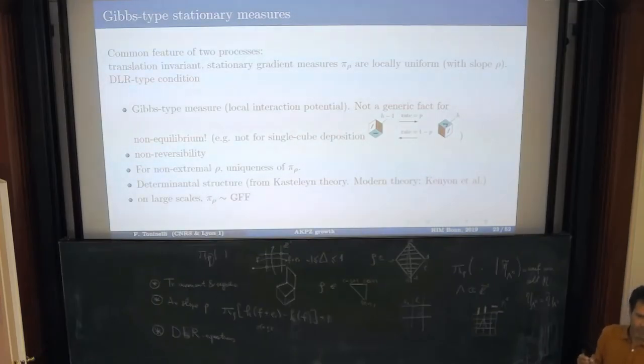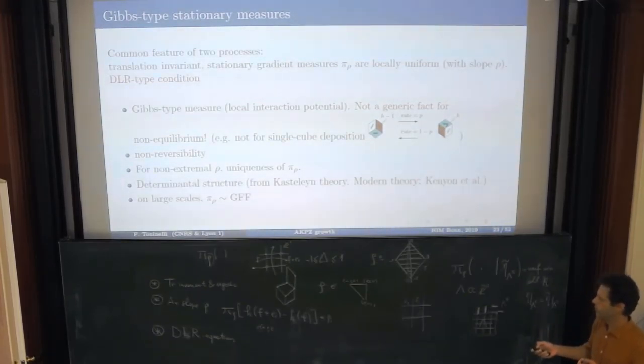This is simple to understand, because if you impose that a certain edge is occupied by a dimer, this clearly imposes some constraints on the neighbors. You cannot put the dimers IID on the lattice. You will certainly have superposition, you will have holes and so on. So clearly these measures are far from being IID. And so it can look very hard, but there is a determinantal structure.